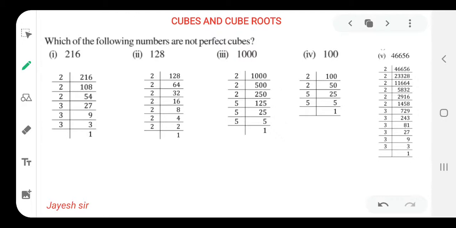So for 216, after solving this, we need to look at the factors. Here the factor we can see is 2 appearing thrice, and 3 is also appearing thrice. You can see the factors appearing 3 times: 2 is appearing 3 times and 3 is also appearing 3 times. That means the number given, 216, is a perfect cube. Why? Because its factors are appearing 3 times.